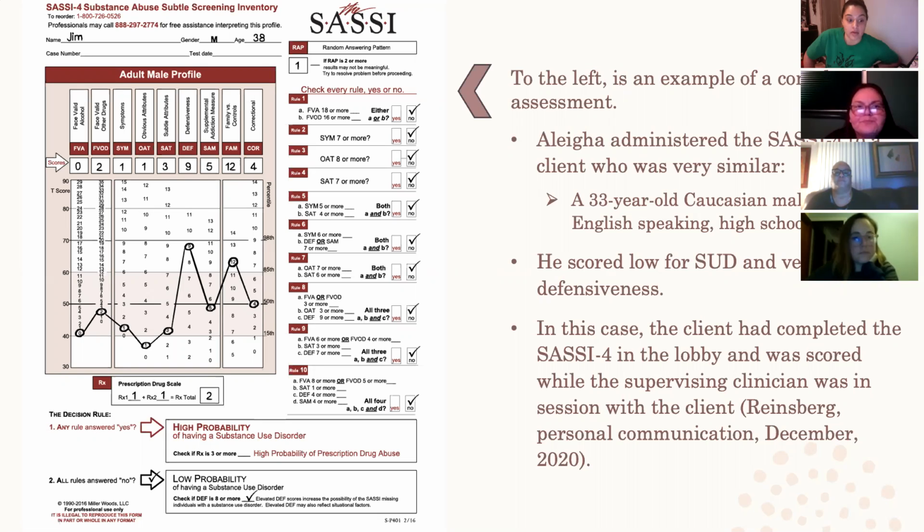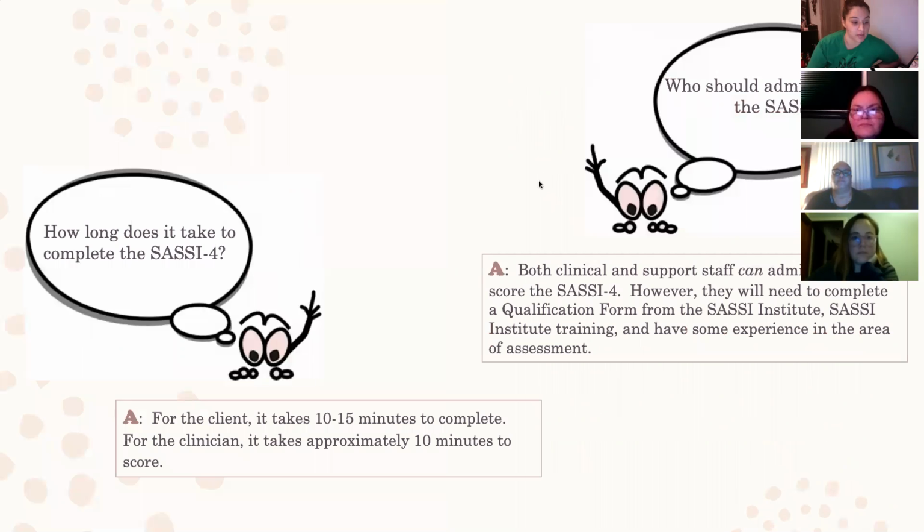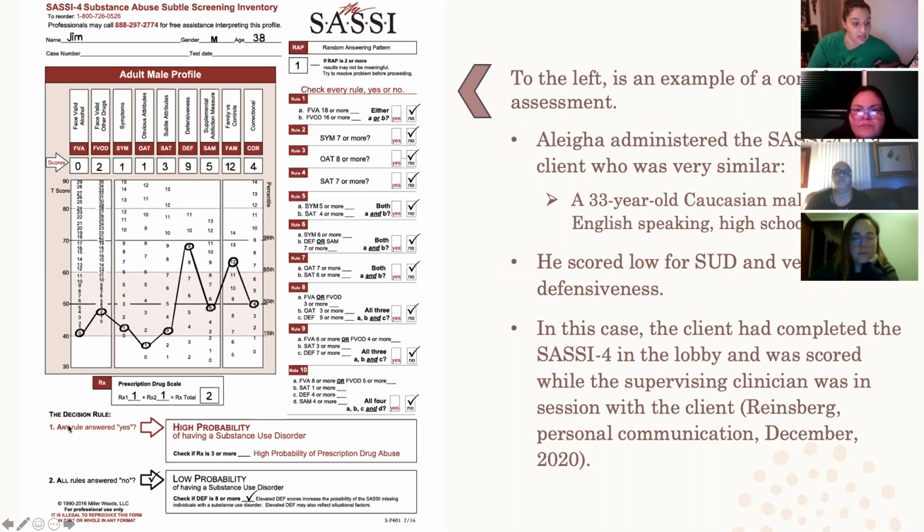So, let me go back. With everything being closed, I had to go off of a SASSI score that I did probably about a month and a half ago. A male client had come in, a 33-year-old. As we see here, the sample Jim is 38, pretty close in age. We don't know what race or ethnicity he is, so who knows how similar that is, but the scores were pretty much the same. As you can see here, he has no all down the side, and all the rules, rule 1, rule 2, rule 3, have a very low score in all those areas.